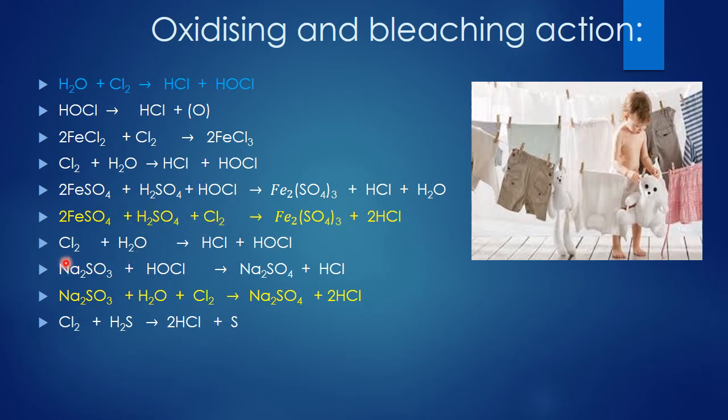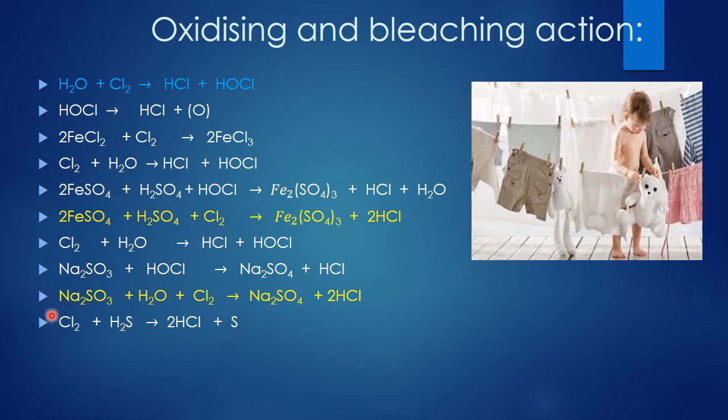So this is one reaction which proves the oxidizing nature. Another one: Cl2 treated with water gets converted into HCl and OHCl. That is the first reaction. Now they have taken sodium sulfite. When it is treated with this OHCl, it gets converted to sodium sulfate. Sulfite is getting converted into sulfate plus HCl. So when you sum up these two, OHCl and OHCl get cancelled. The remaining is Na2SO3 plus H2O plus Cl2 gives Na2SO4 plus 2HCl.